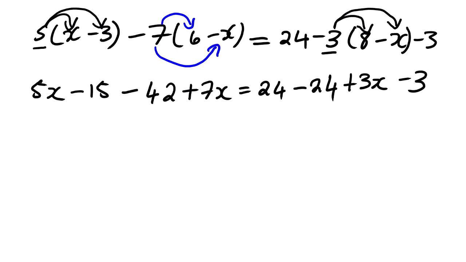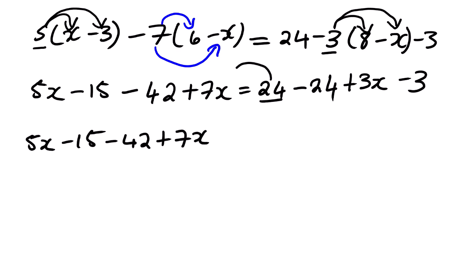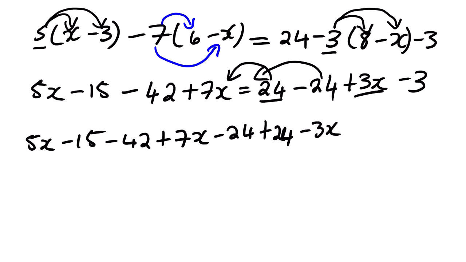Then we take all the terms to one side and equate to 0. So we have 5x minus 15 minus 42 plus 7x, and then we have 24. When we transpose, it becomes negative 24. We have positive 3x, and when you transpose, it becomes negative 3x. Negative 3 transposed becomes positive 3, equals 0.